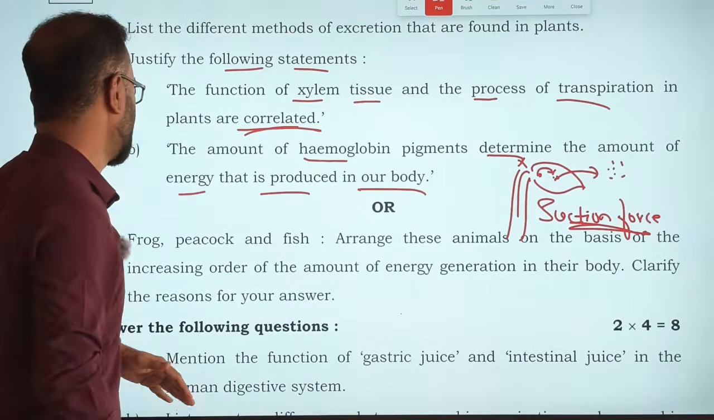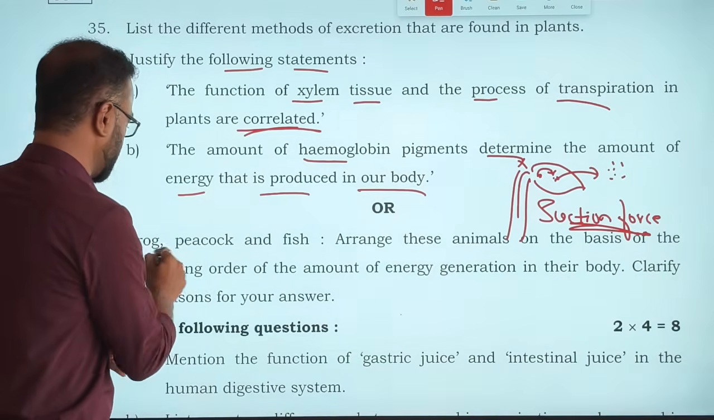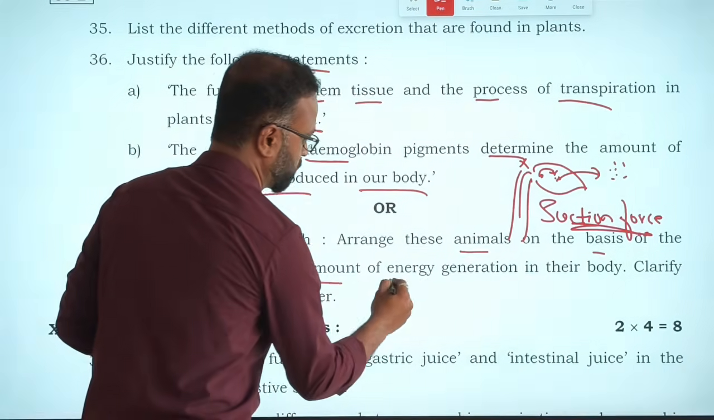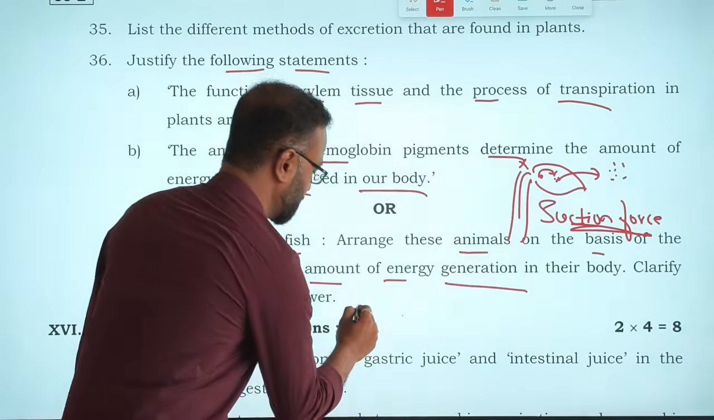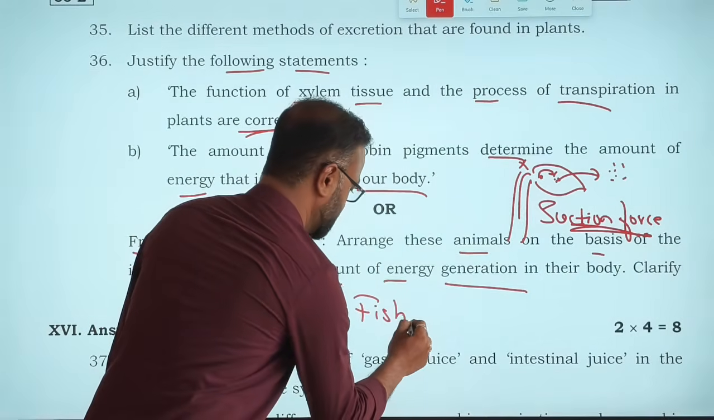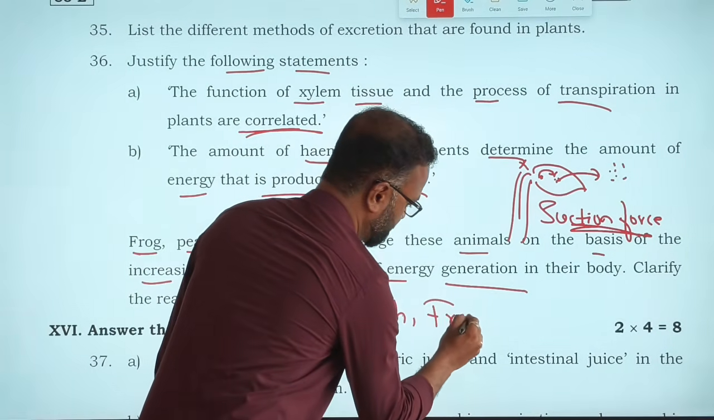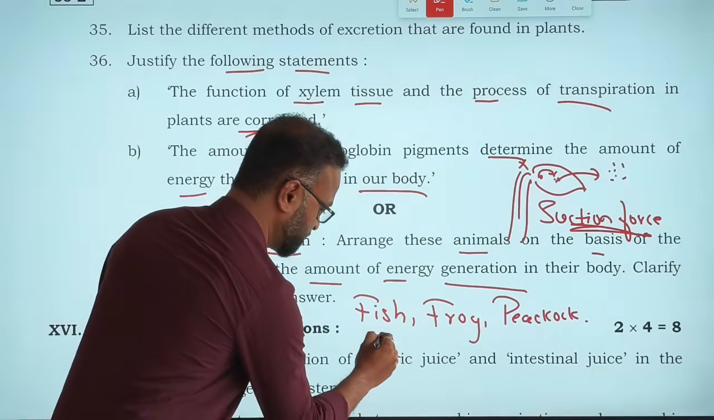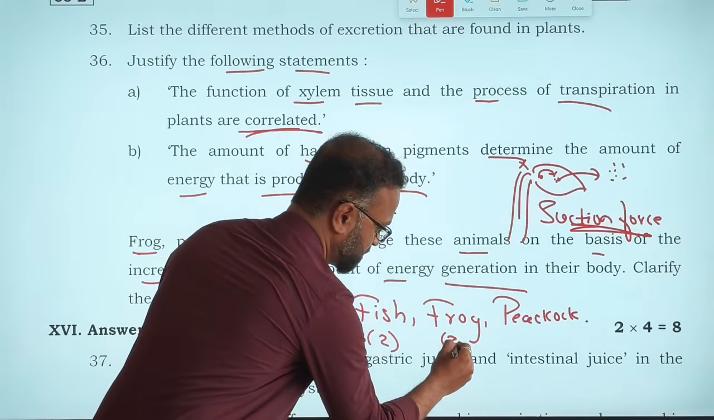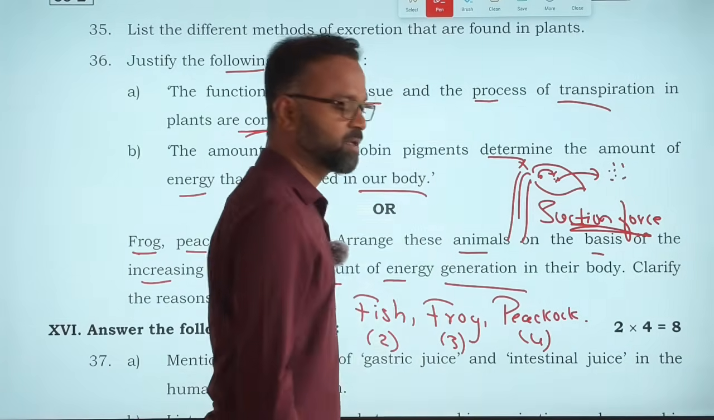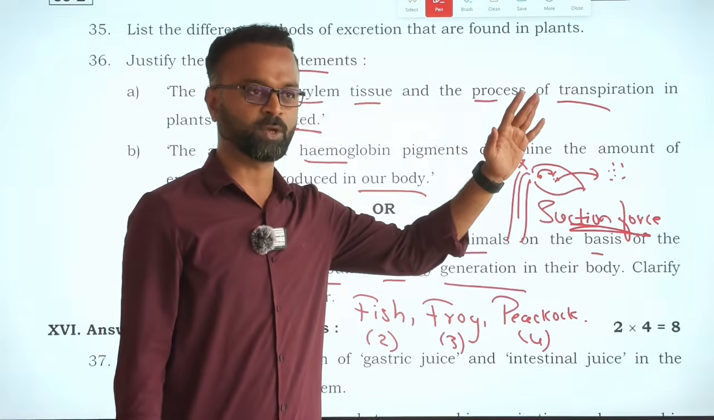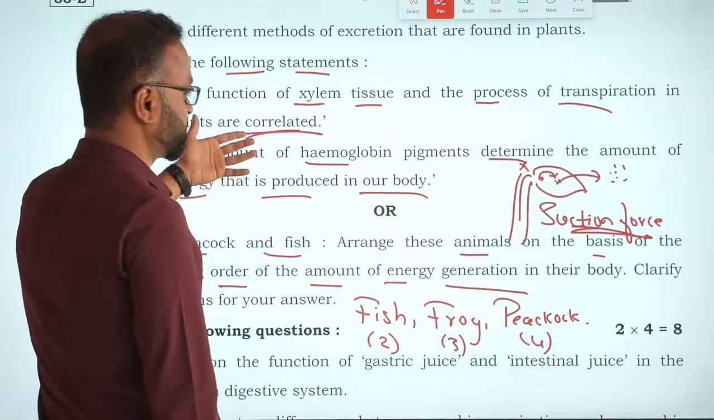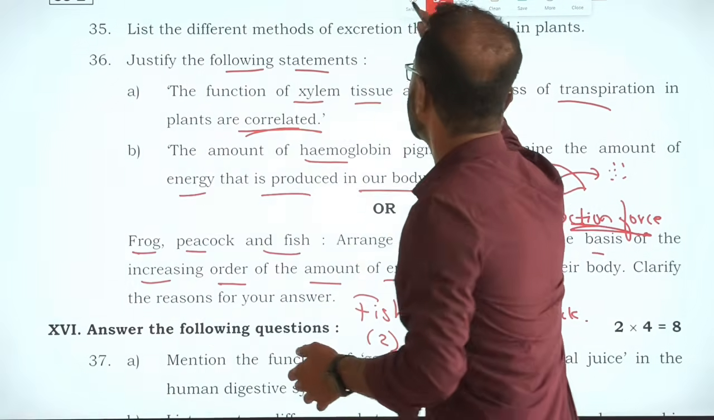Very simple. Or they ask, this one I think so many of them got confused. Frog, peacock and fish: arrange these animals on the basis of their increasing order of energy generation. Very simple. First fish will come, then frog, then peacock. Increasing order of their energy production. Why? Fish has a 2-chambered heart, frog has a 3-chambered heart, peacock has a 4-chambered heart. Definitely the energy production will be more in the peacock. This is very simple, but most of them will be confused. I know. If an or option is given, you can write. Very simple.